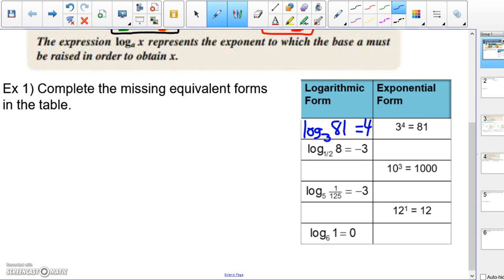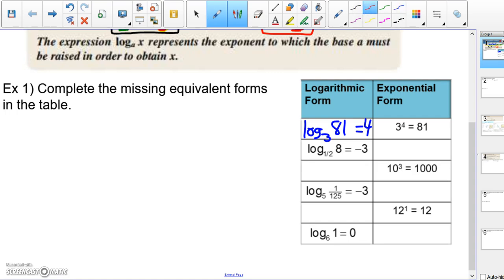Now as for the sizing, sometimes people mess up the sizing. All of the letters and numbers are the same size. The 81, the 4 is the same size as the L. The only thing that's different is that 3. The base number is a subscript, so it's little bitty and lower.